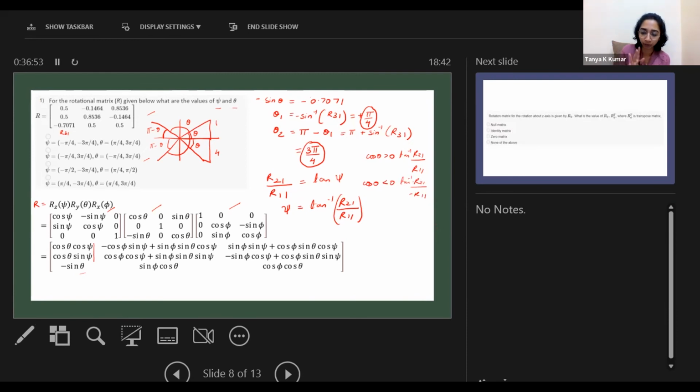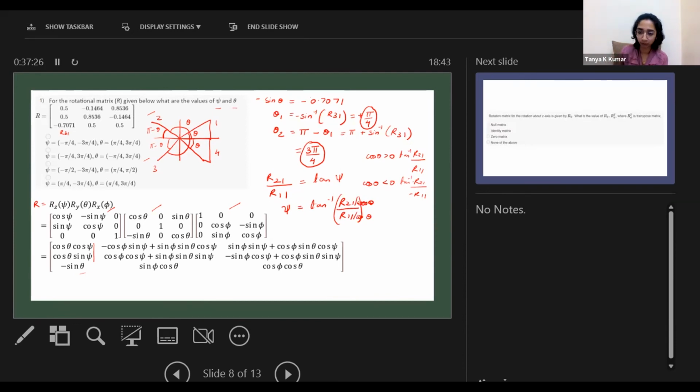You need to compute the value of xi depending on the value of cos theta. Like you need to check which quadrant it lies in. Otherwise, you will get the smaller angle. You will not get the complete angle when it lies in the second and the third quadrant. Okay, so the easy way to do this is to divide this by cos theta. You divide this also by cos theta. So xi is tan inverse R21 by cos theta by R11 by cos theta.